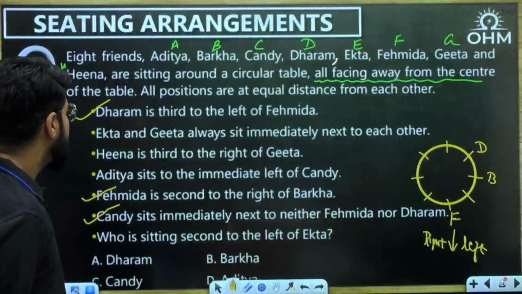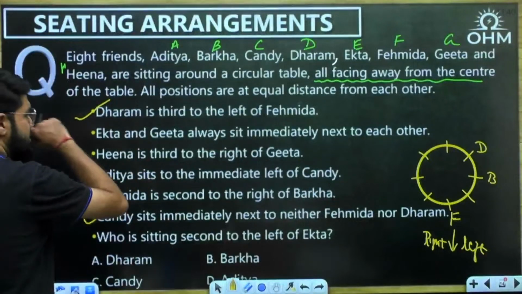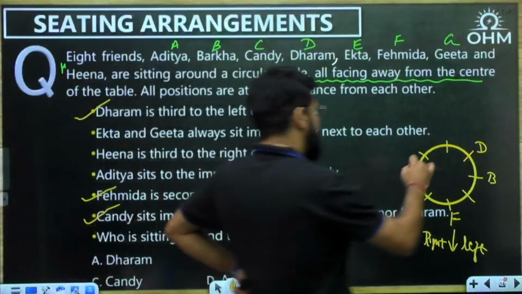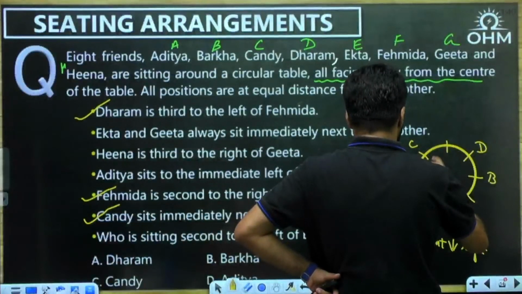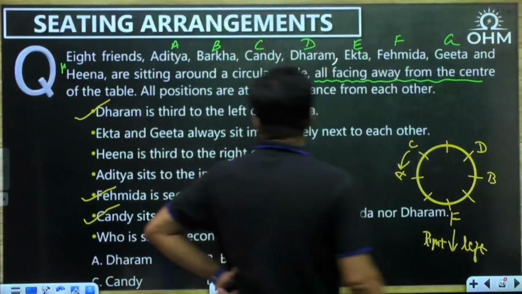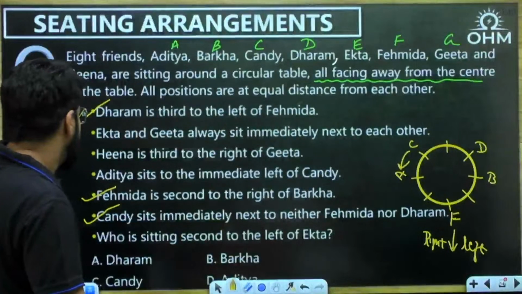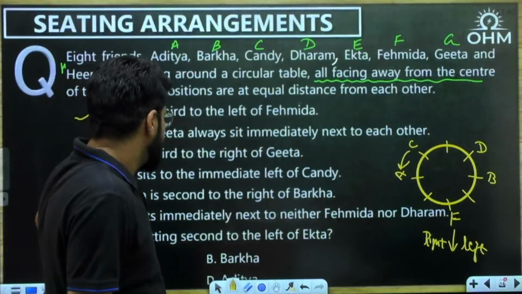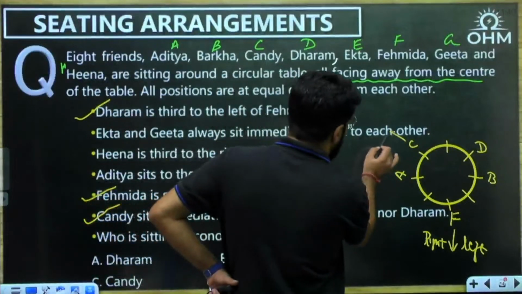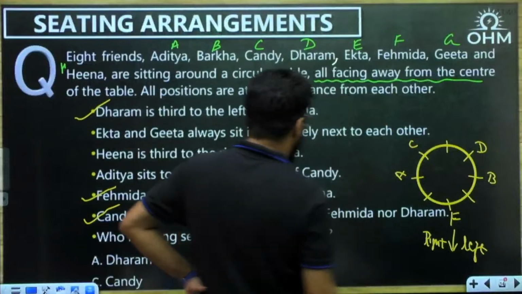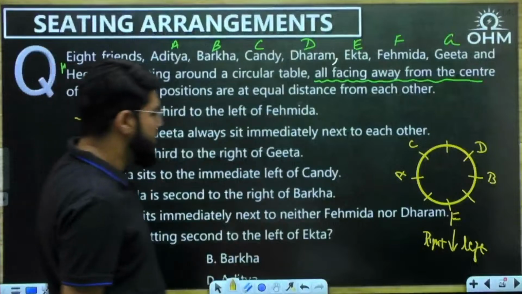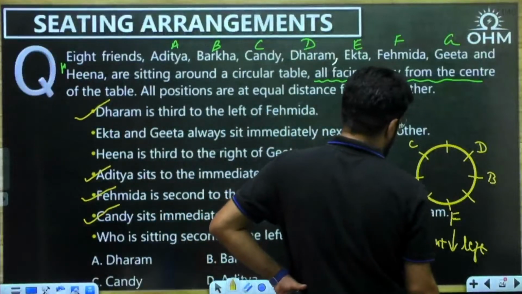Okay, because Ekta and Geeta cannot be sitting together. So if I discard this Ekta and Geeta statement, I was here, Aditya is left of Candy. So I placed Candy here and I placed Aditya here. Okay, Aditya is immediately left of Candy. This is Candy. Left side is Aditya. Fine. Now, Geeta, this is used. Hina is third to the right of Geeta.